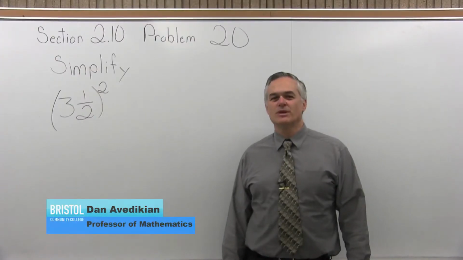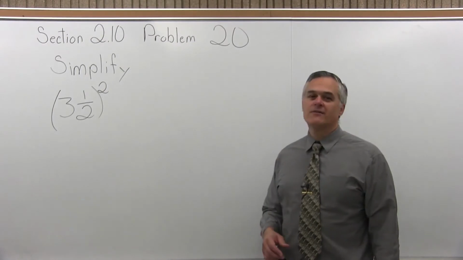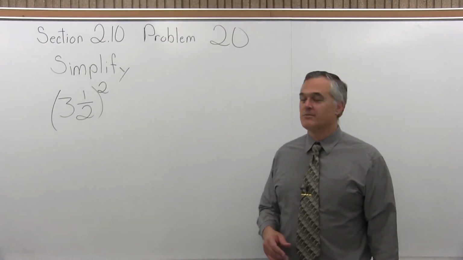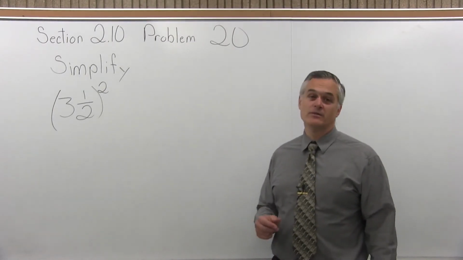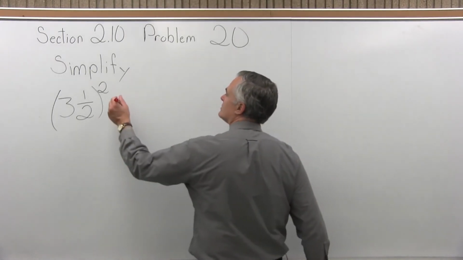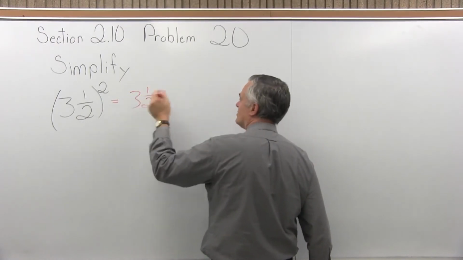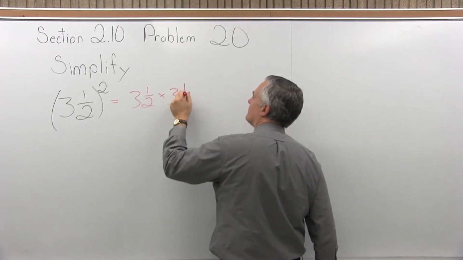This is Section 2.10, Problem 20. It says simplify, and we have 3 1/2 to the second power, or some people might say 3 1/2 squared. Second power and squared are interchangeable terms. So what that means is we have to multiply 3 1/2 times 3 1/2. So second power means there's two of them multiplied together.